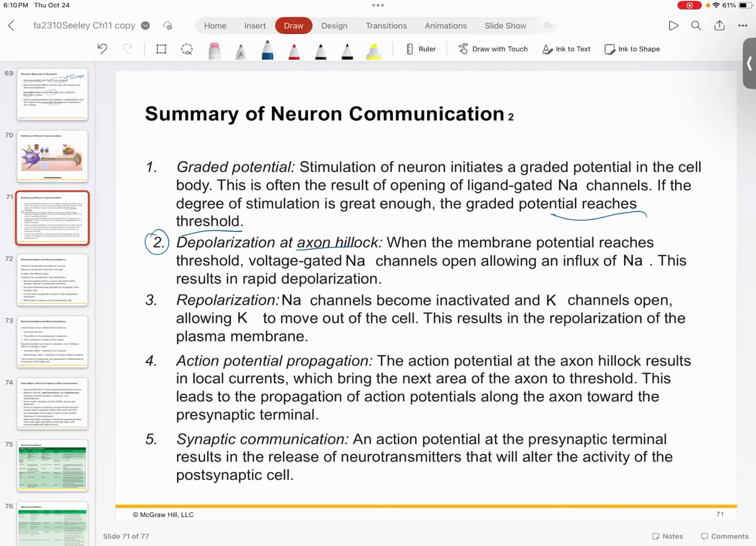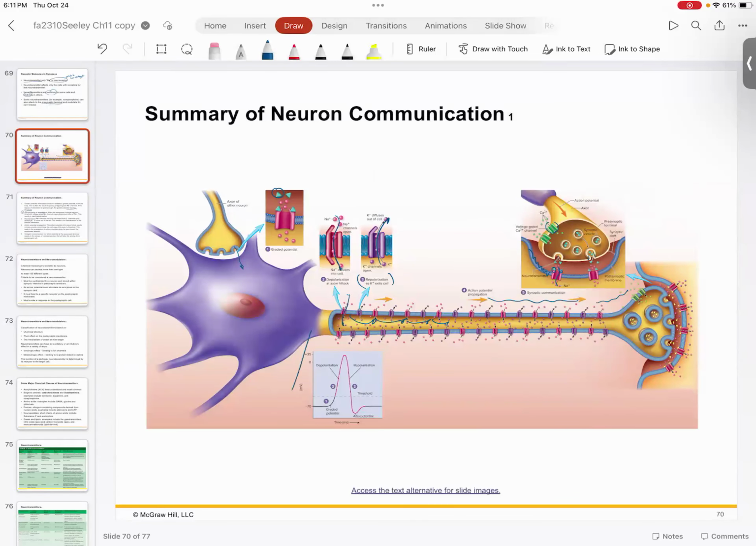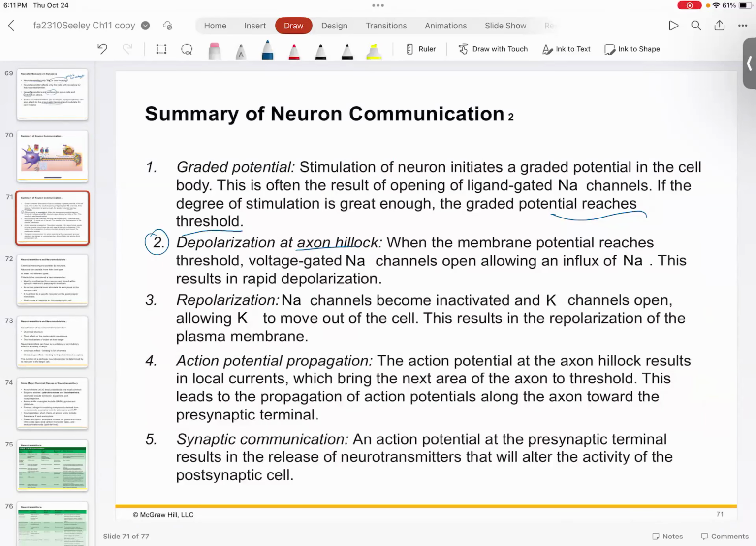This is happening at the axon hillock. The axon hillock is this little area right in here. So this little area right there is the axon hillock. That's kind of where the trigger zone is that we've been talking about. And so this basically will reach threshold. And so once you reach threshold, then all of your voltage gates will open up, and then you'll get an influx of sodium, and this results in rapid depolarization, followed hard on its heels by rapid repolarization, where the sodium channels will close and become inactivated. The potassium channels will open up, allowing potassium to move outward, repolarizing the membrane.